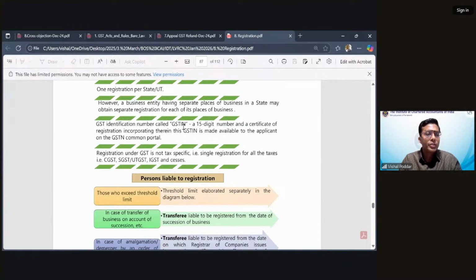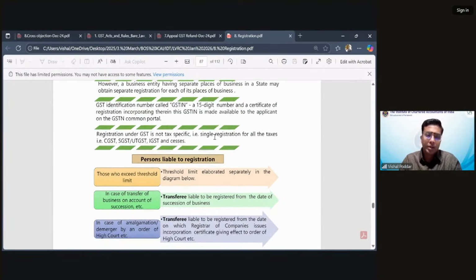The GST identification number, also called GSTIN, is a 15-digit number, and a certificate of registration incorporating this GSTIN is made available on the common portal after you are registered.